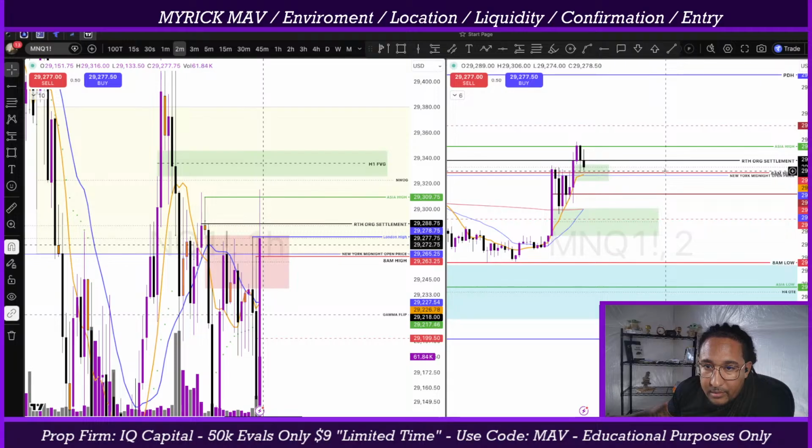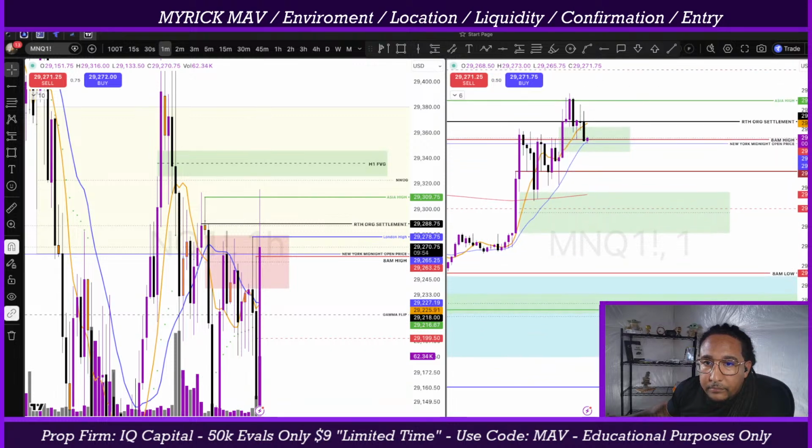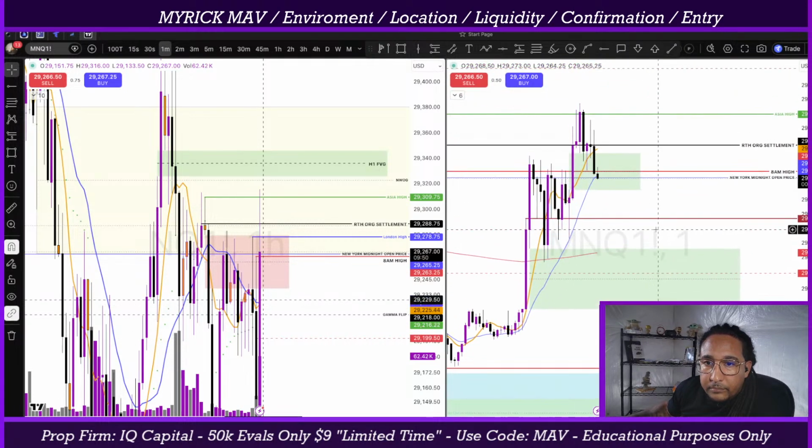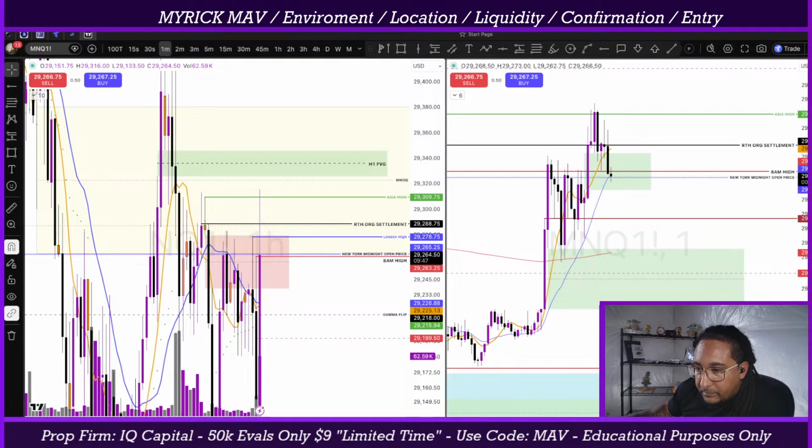We have a 2 minute here as well. So we passed consequent encroachment of that bullish fair value gap. I want to try to get a body closure. We're going down. I'm going to jump in there.